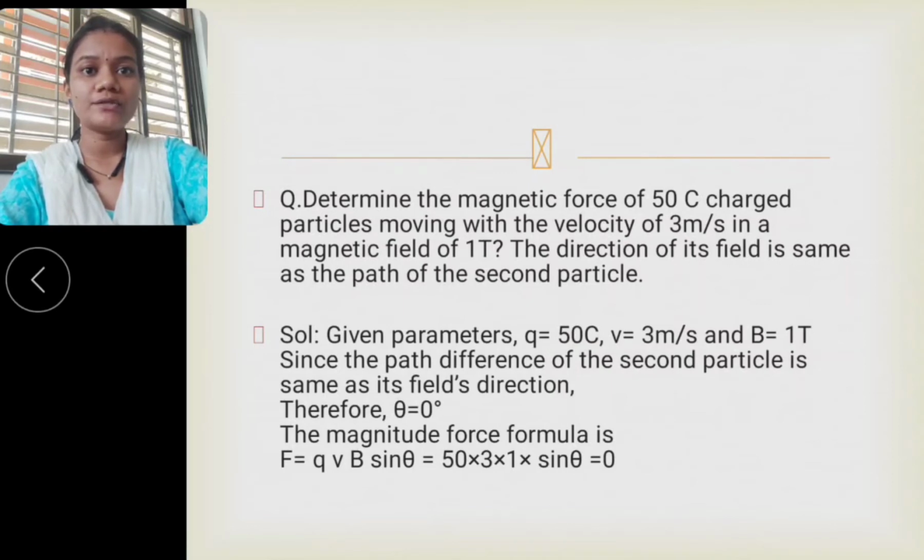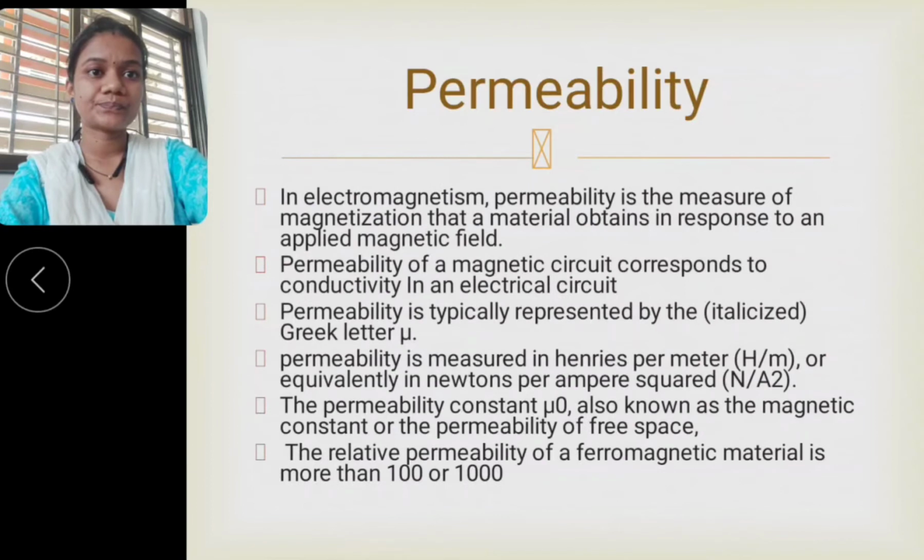The formula is q into V into B sine theta. So q is 50, V is 3, and B is 1, into sine theta. So the answer must be 0. F is equal to 0.